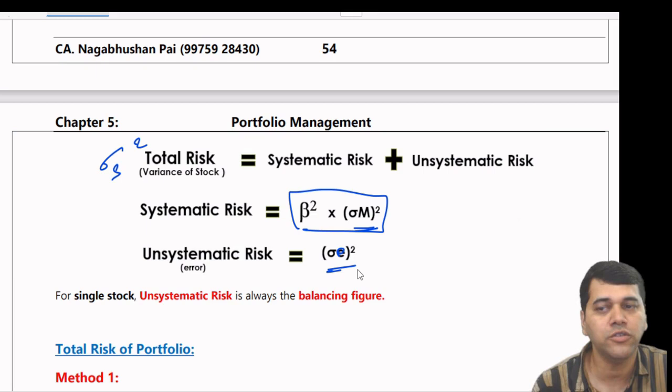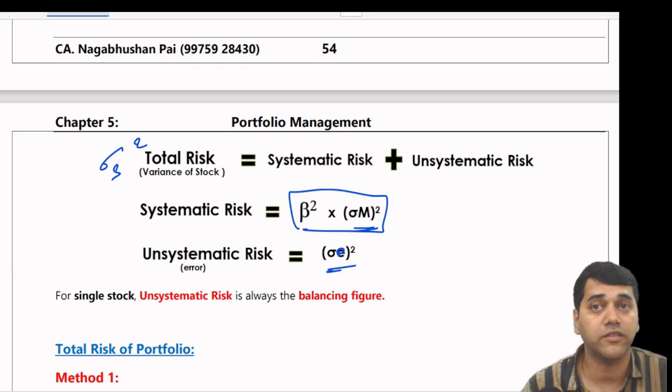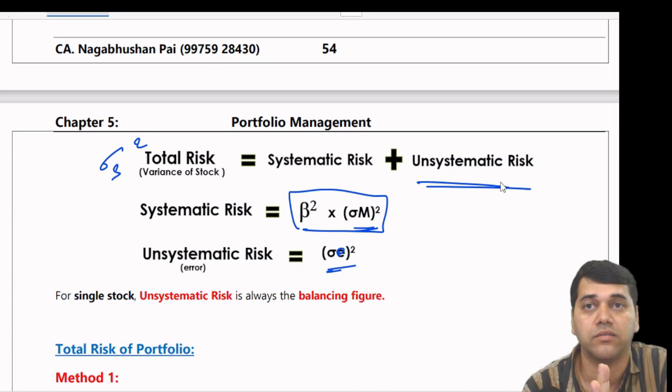Understood? For a single stock, unsystematic risk is always the balancing figure, because we cannot calculate it directly. Understand? It's always the balancing figure. Followed?